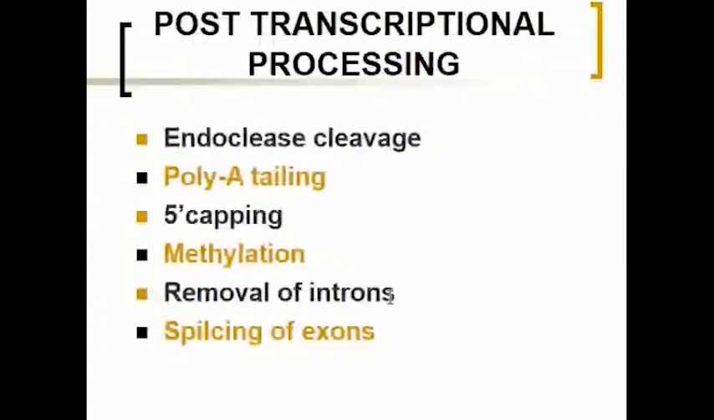Similarly, at the 3' end, several adenine nucleotides are added. It is called poly-A tailing. So by adding a 5' cap and poly-A tail, it prevents the mRNA from degradation by the action of several endonucleases. Several nucleases will be present in the cytoplasm, right? They'll come and easily degrade this form.